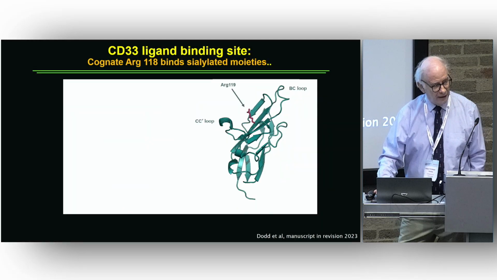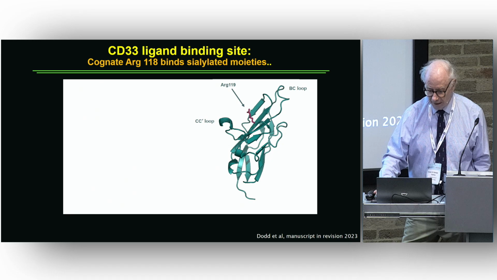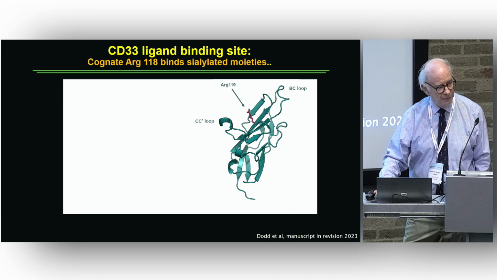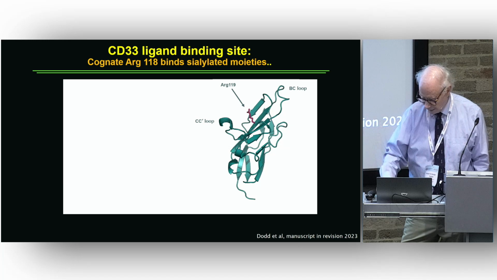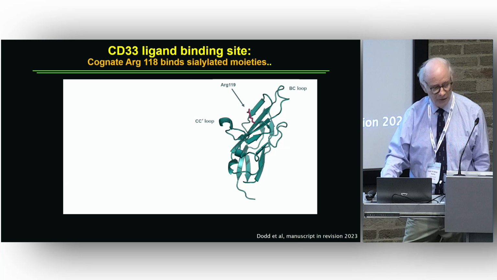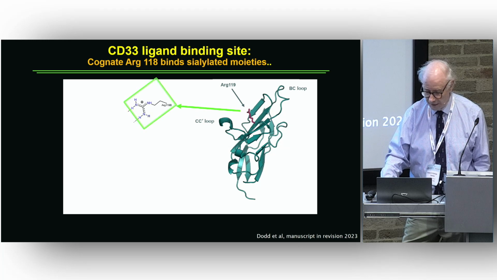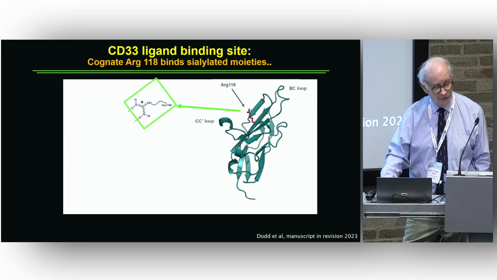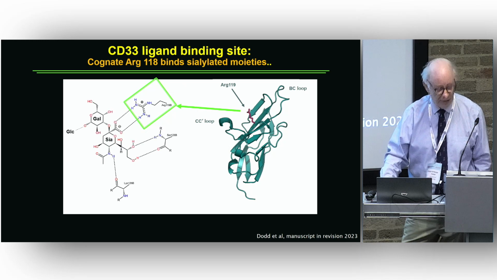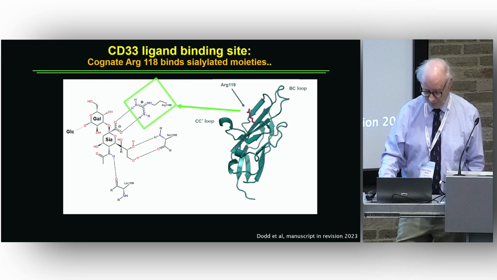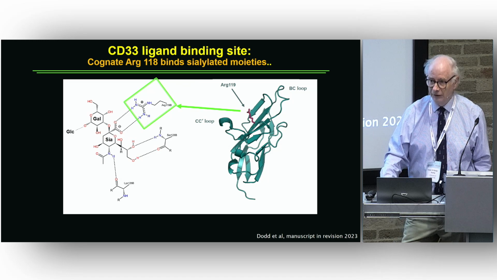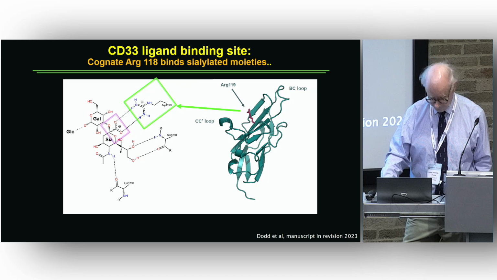We looked at the binding site itself, and it was clear that it was very similar to the ligand binding site of most other Siglecs. It was a flat, planar surface, and it contained a cognate arginine at residue 119. The guanidino motif on the head of it was responsible for interacting with the sialylated moieties of potential ligands, and that's a standard and cognate feature of most of these Siglecs.